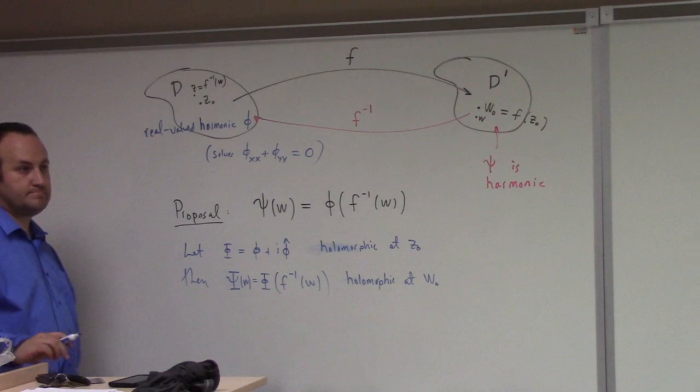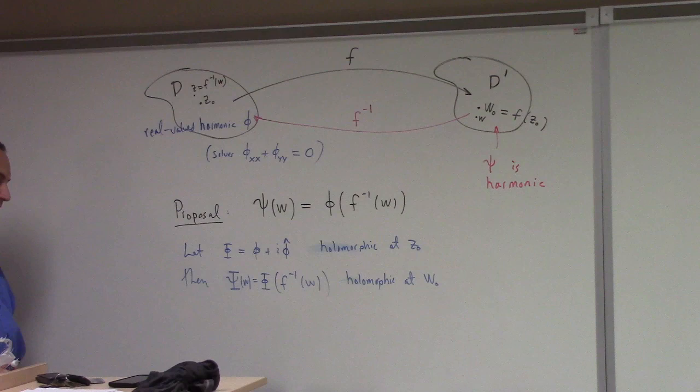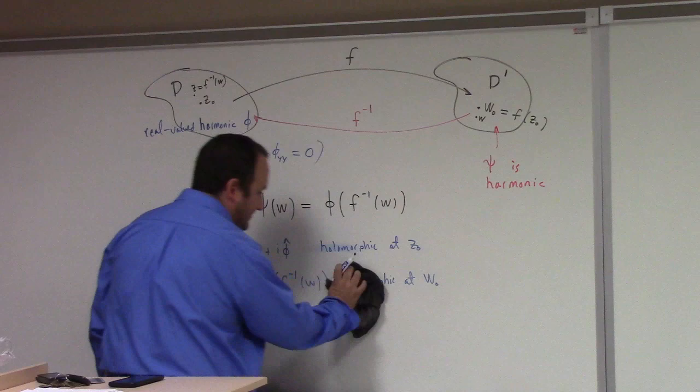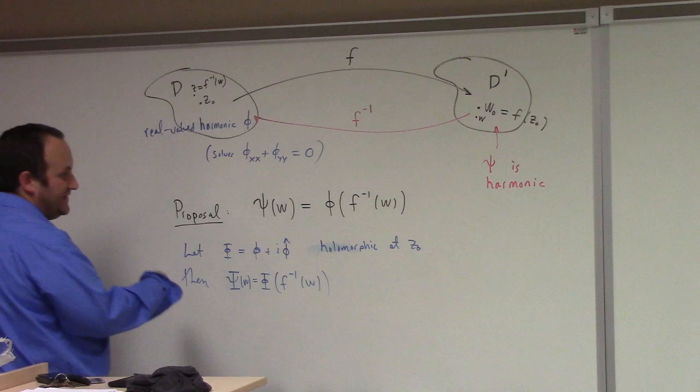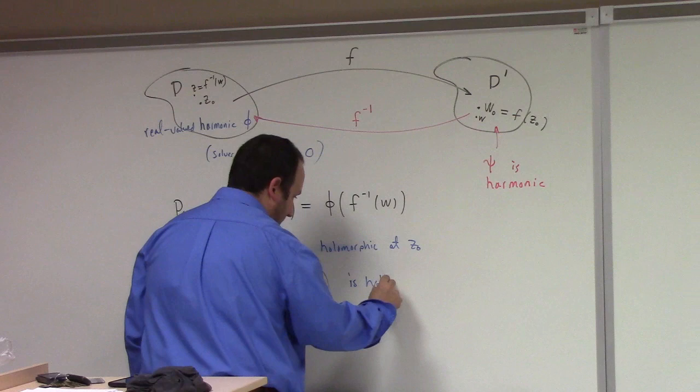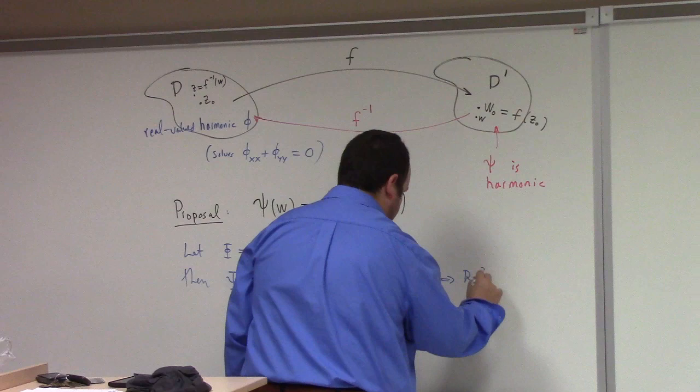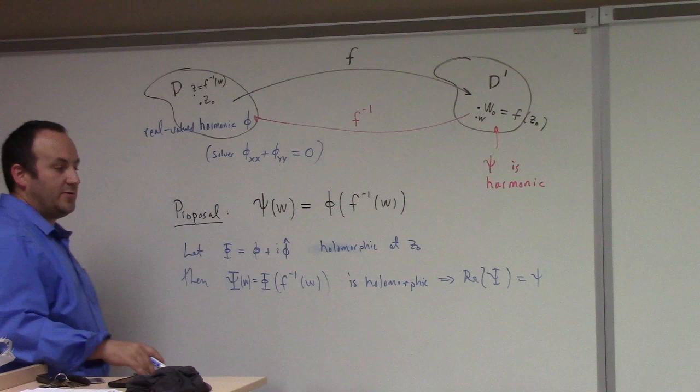Because by construction, f inverse maps to... let's see here. All right, well, let me not write that. Actually, I'm not certain of that. In any event, this is holomorphic, which means I can take the real part of that. The real part of this, I can call it just lowercase psi, without the capital, and that will be harmonic.